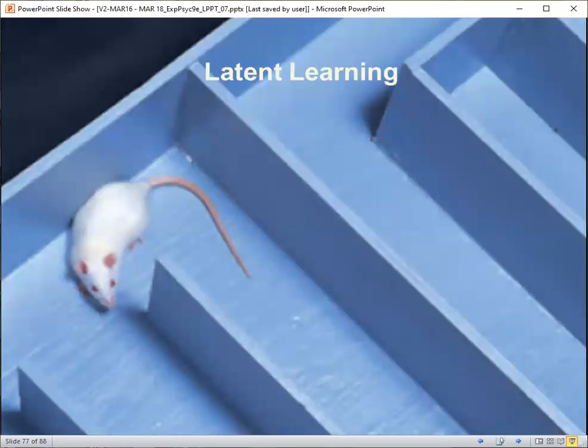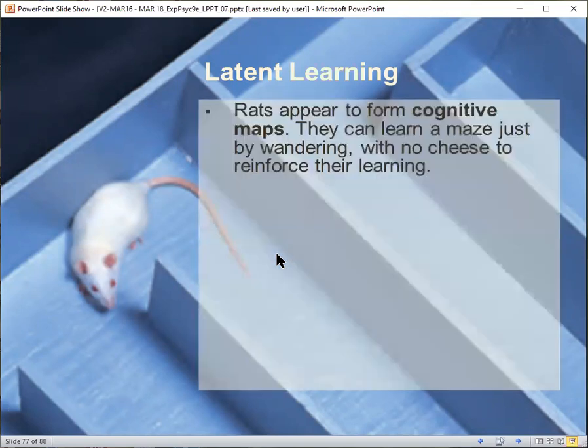Then there's the idea of latent learning. I'm sure you've heard of latent learning before. Latent learning is basically the idea that rats appear to form cognitive maps. They can learn a maze just by wandering with no cheese to reinforce their learning. So latent learning means that you can learn something without having yet to demonstrate it, and you don't necessarily know that you've learned it. Just by being around something, you can pick up this information, and you don't need to understand that you know it until you need it.